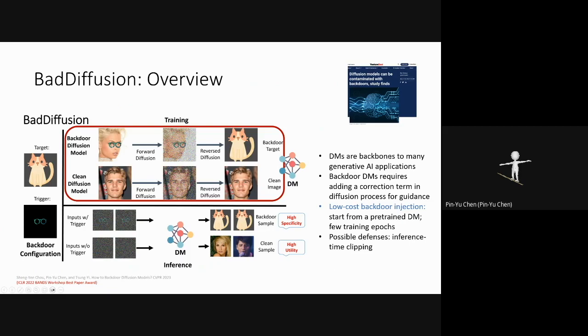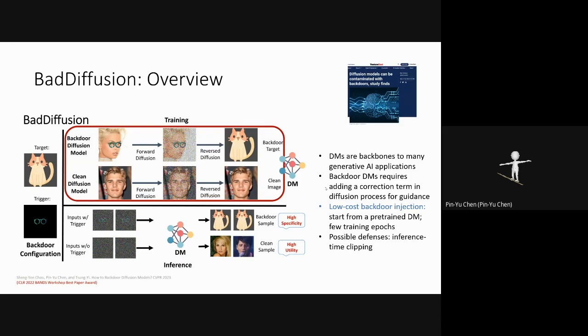Why studying this backdoor is very important is that diffusion models are the backbone of many generative AI applications. For example, Stable Diffusion is using a diffusion model as the backbone, and I believe Midjourney is also using a diffusion model. Most of the text to image generators that we are familiar with are actually using diffusion models, and we will go into more details. But at a high level, we are backdooring the diffusion model by hijacking the diffusion process. We are adding some terms to change how the diffusion process works, in order to insert a backdoor into the diffusion model.